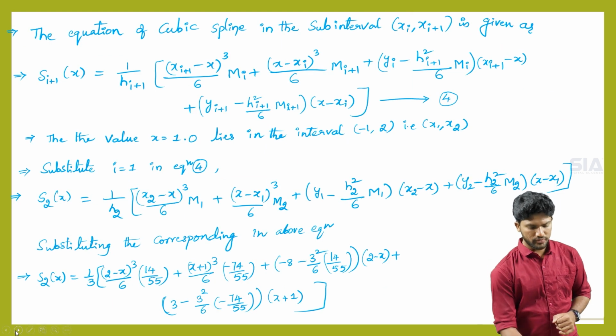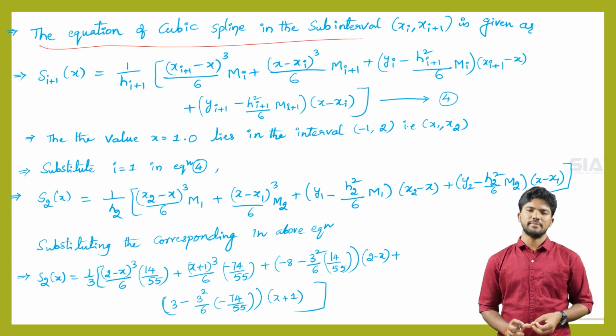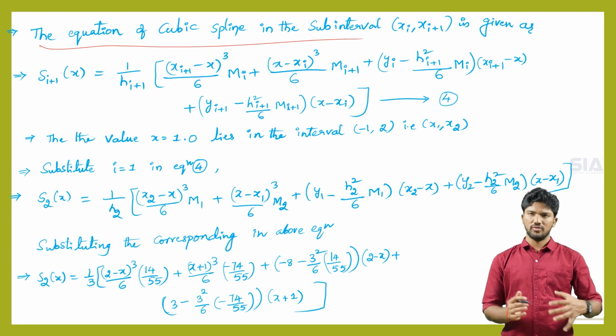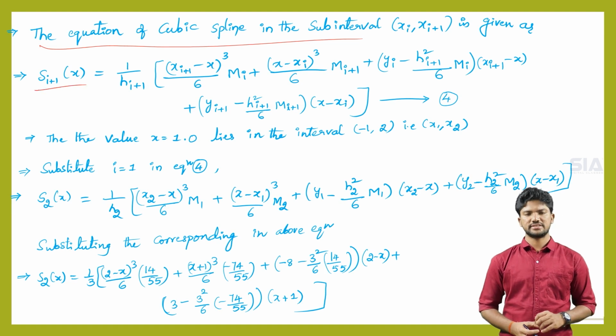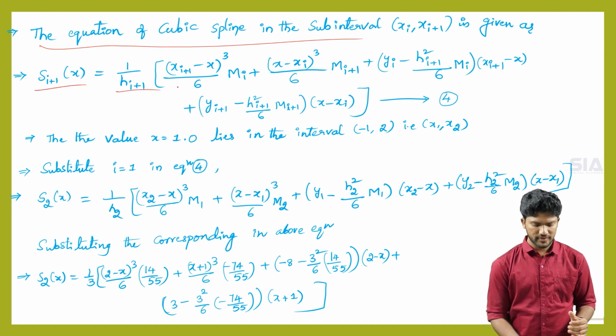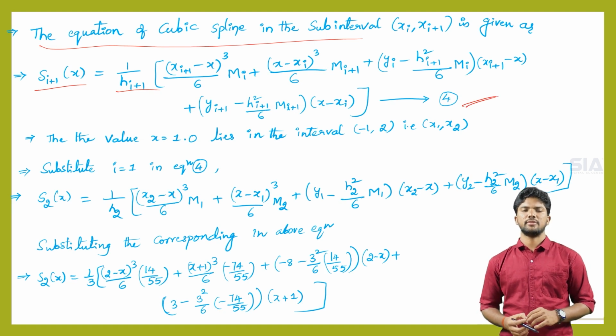So therefore the equation of the cubic spline in the subinterval xi, xi plus 1 is given as, now we have another equation. S suffix i plus 1 of x is equal to 1 by h suffix i plus 1. This is the total equation, taken as equation number 4.